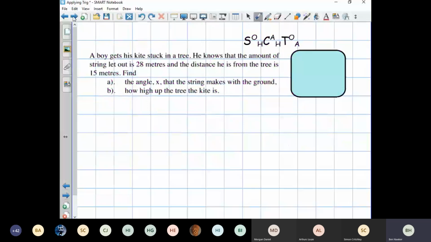Okay, so this time I've covered up the diagram, but as I'm reading the question out, have a think about what you think the diagram will look like. So a boy gets his kite stuck in a tree. He knows that the amount of string let out is 28 meters, and the distance he is from the tree is 15 meters. So have a think about that in terms of what your diagram's going to look like. Find the angle X that the string makes with the ground, and B, how high up the kite is. So hopefully you'll have some sort of idea of what this would look like. Let's have a look.